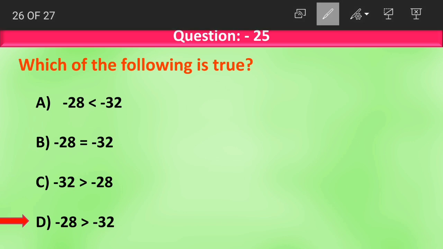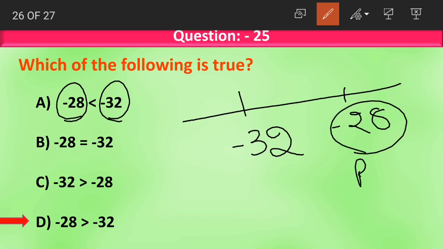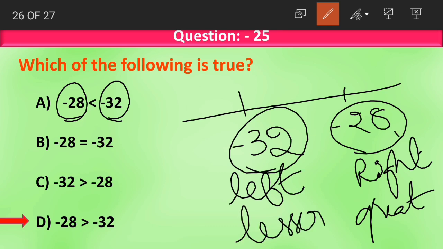Minus 28 is greater than minus 32. What should we do here? First we'll draw a number line and we'll place both the integers on it. What are the integers here? Minus 28 and minus 32. So we'll place both the integers on the number line. Now minus 28 is on the right side. So this will be what? This will be the greater number. Minus 32 is on the left side. So this is the lesser or smaller number.